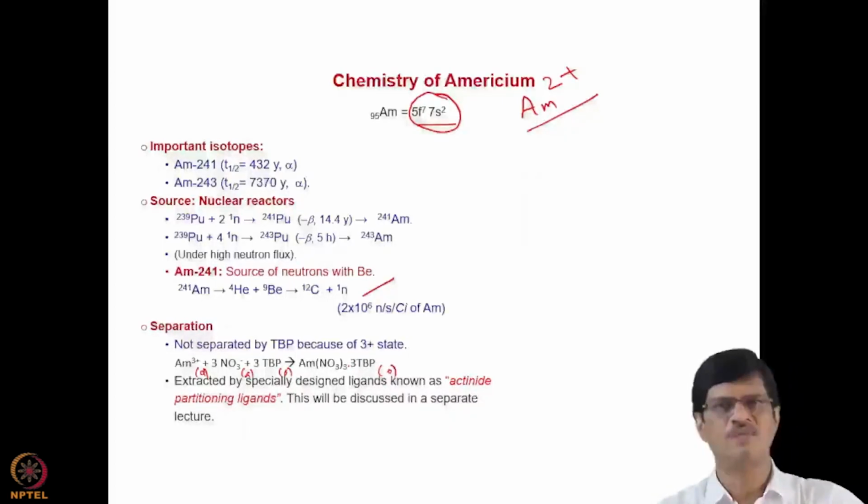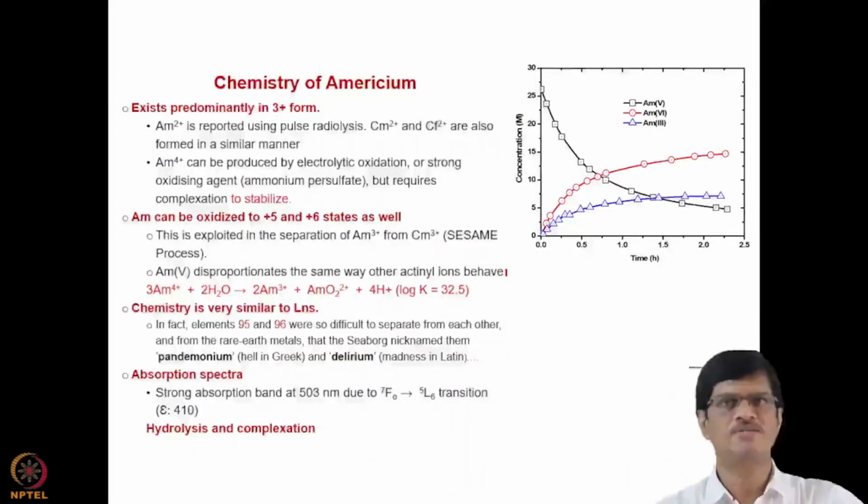Under what condition can americium be extracted by TBP? It can be done by using nitrate salts. That means we can have sodium nitrate in high concentration without having nitric acid, and under that condition we can extract americium 3 plus. Coming to the chemistry of americium ionic species, americium is mostly present in the plus 3 oxidation state. Plus 2 oxidation state also is reported using some pulse radiolysis studies where americium 2 plus is produced, but it is not very stable.